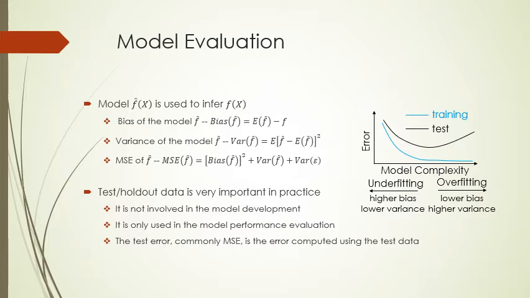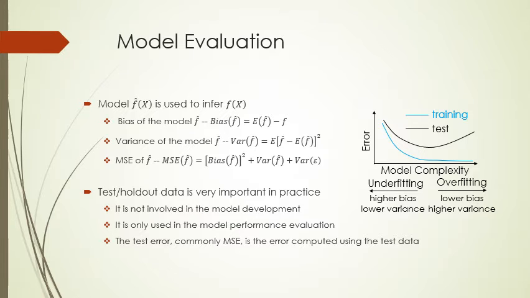The model bias variance trade-off is shown in the sketch of the training error and the test error here. In practice, the test data is not involved in the model development and only used in the model evaluation. The test error is the mean squared error computed using the test data. The training error, as the blue line, decreases as the model becomes more flexible and uses more degrees of freedom.